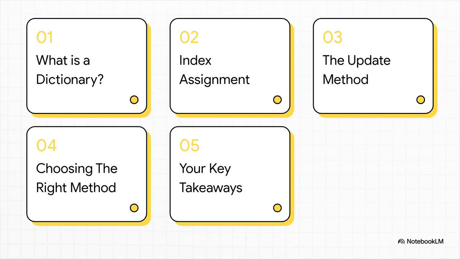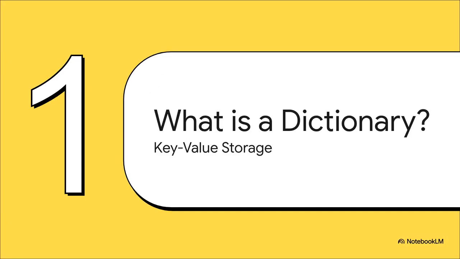All right, here's the game plan. First, a super quick recap on what dictionaries are. Then we'll jump into our two main methods, index assignment and the update method. After that, we'll figure out which one to use and when. And finally, we'll wrap up with the key things you absolutely need to remember. Simple enough, right?